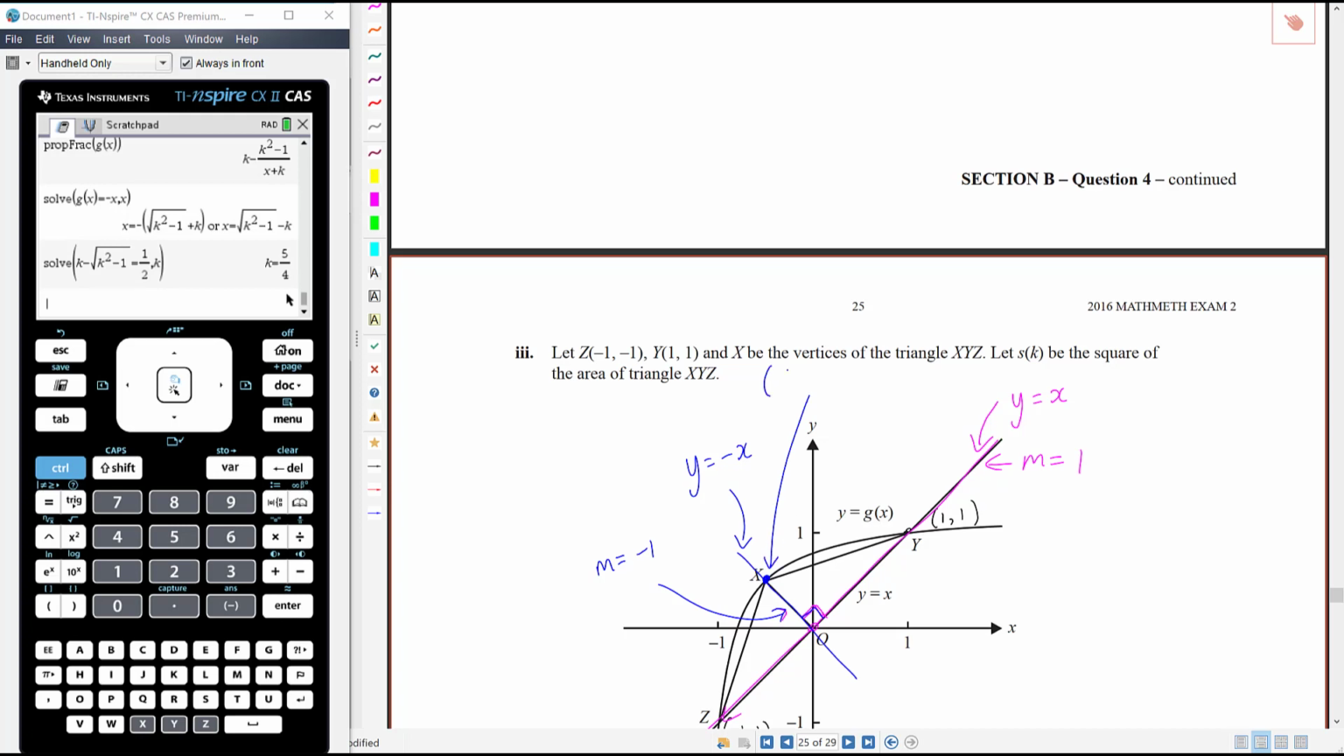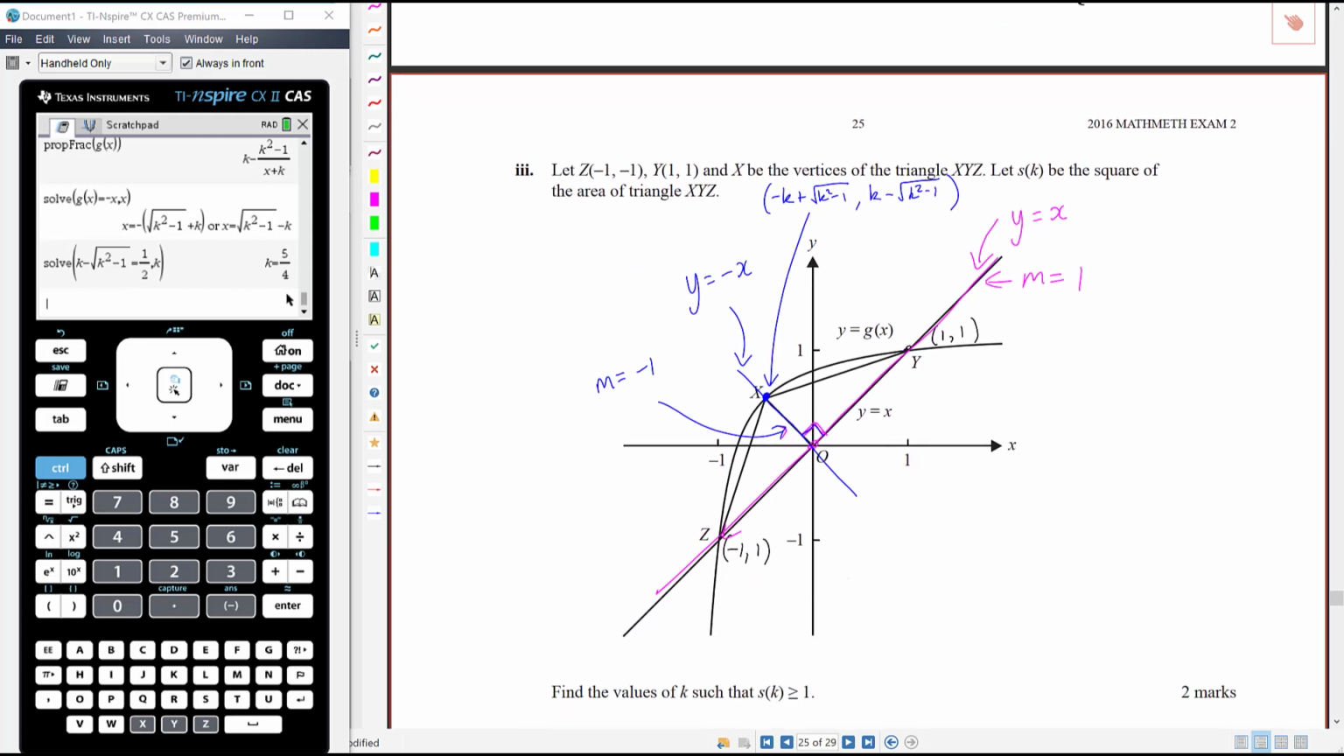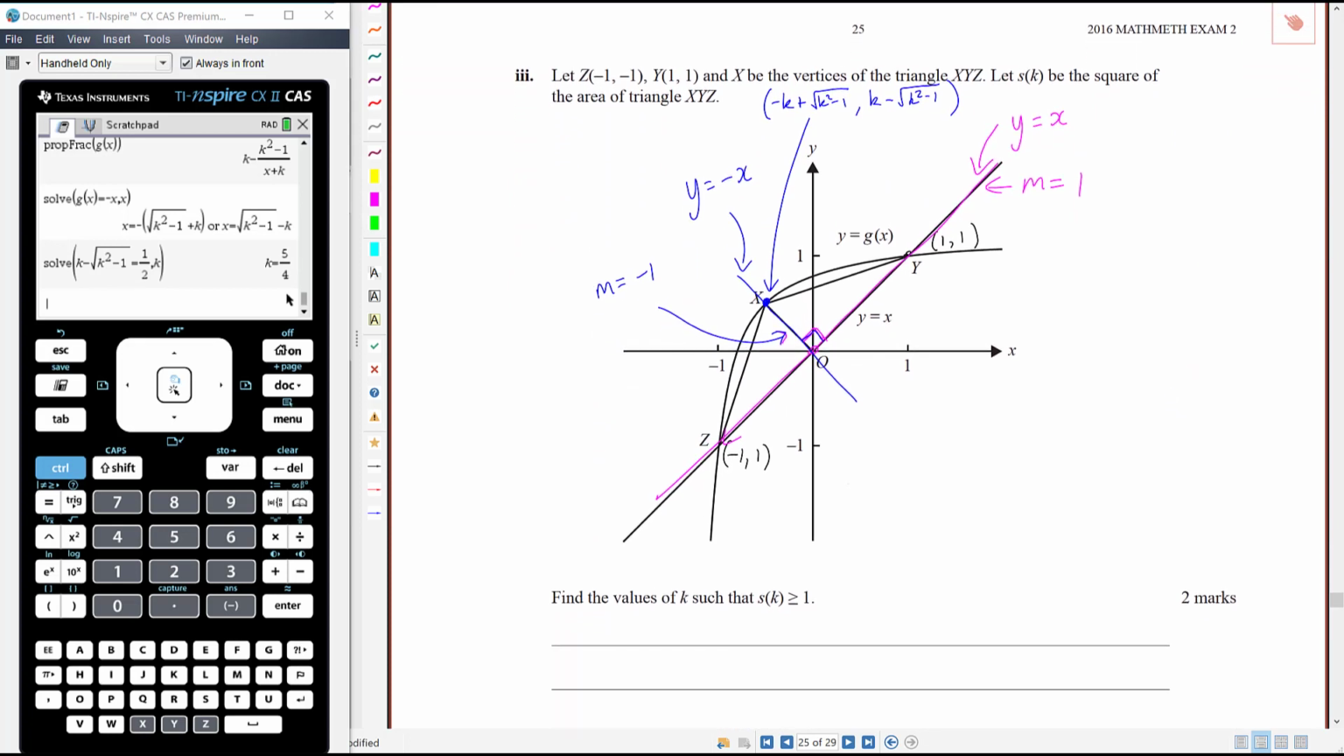So the coordinates of that point, what was it again? Negative k plus the square root of k squared minus 1, and k minus the square root of k squared minus 1. Okay, so we want to find the area of that pink triangle. So we want to find the distance from Z to Y, which, if we just think about the triangle there, is 2 and 2. Sorry, just trying to make my 2's not look like Z's. So YZ squared is 2 squared plus 2 squared. So it's 4 plus 4, which is 8. And so YZ is the square root of 8, which is 2 root 2.